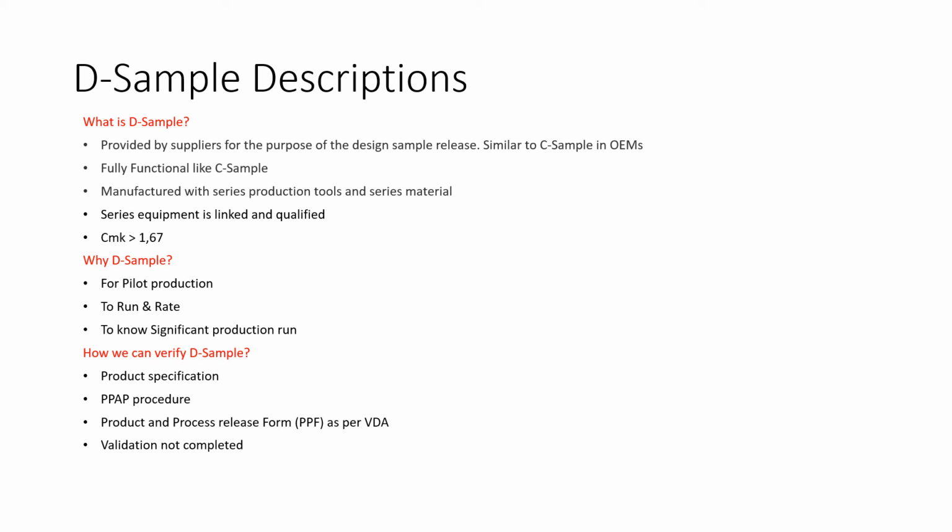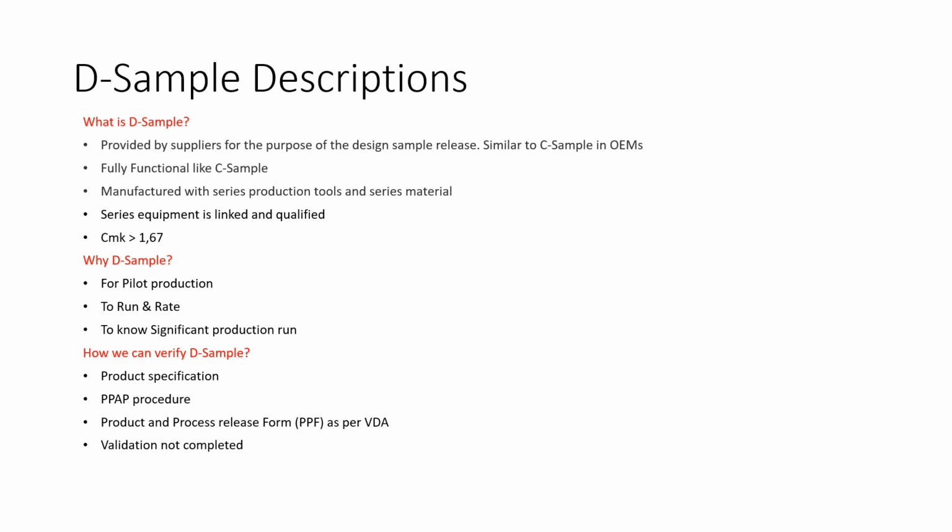It is manufactured with series production tools and series material. Series equipment is linked and qualified. Whereas in C sample the linking will happen, but qualification is not mandatory there. But here the qualification also will happen. Your machine capability index is greater than 1.67. D sample is for pilot production, to run at rate and to know the significant production run.